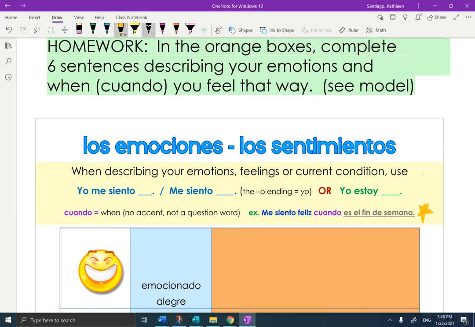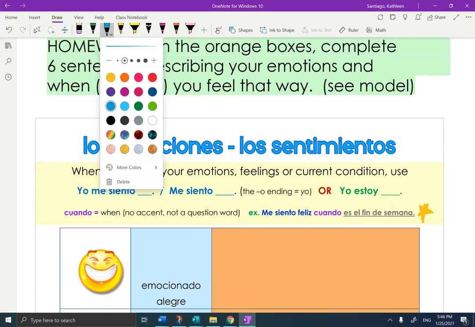All right, let's go ahead and write in the notes for the emotions. I'm going to switch to purple because you can see it a little bit better.